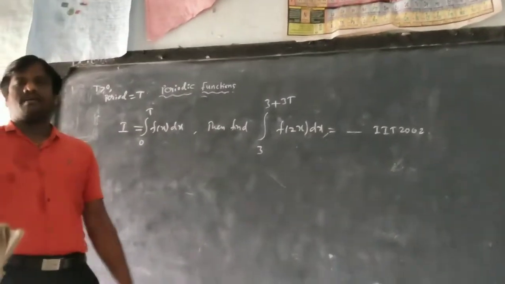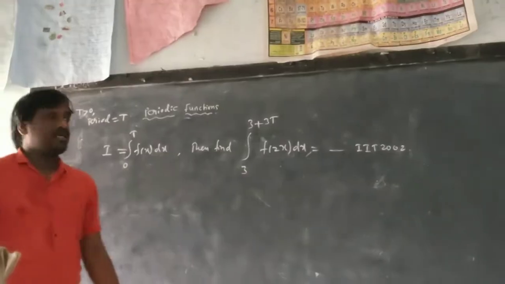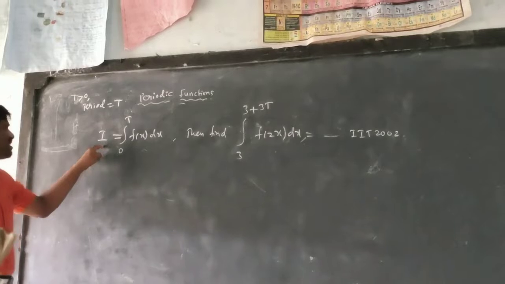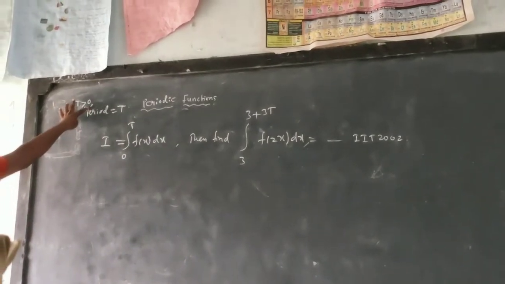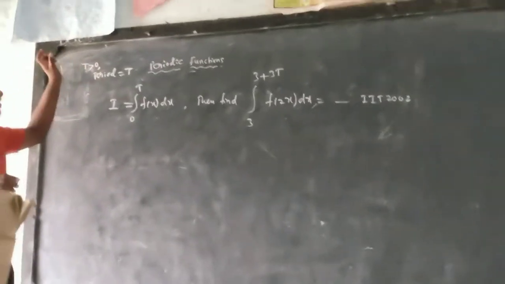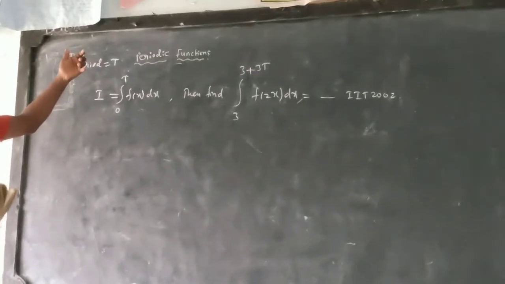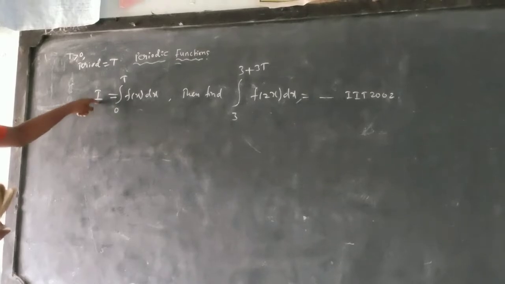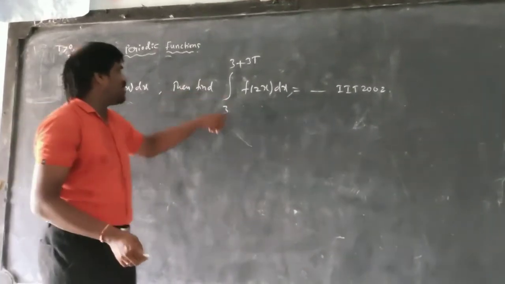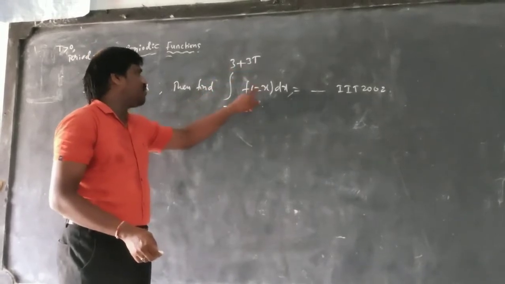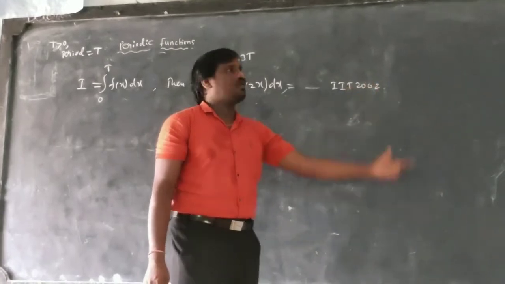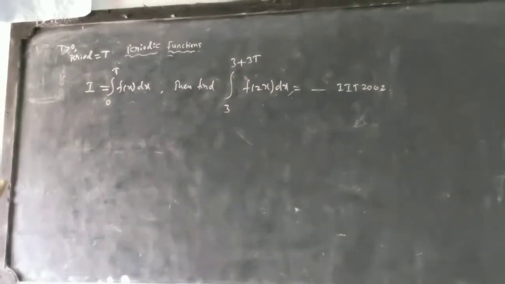See here an example on the second property. Let us see. The example is I equal to the integral from 0 to T of f(x) dx. I is this one, as T is greater than 0 and the period of the function is T. The question is like this: a function with T greater than 0, the period of the function is T, and I is equal to the integral from 0 to T of f(x) dx, then find the value of the integral from 3 to 3 plus 3T of f(2x) dx. This question was asked in IIT 2002. Okay, let's see how to solve this question.